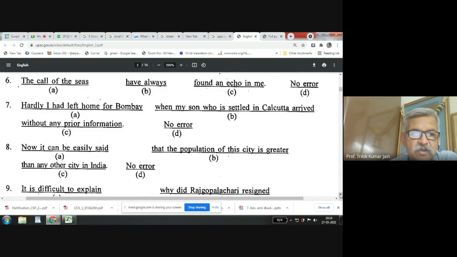Sixth, the call of the seas have always found an echo in me. The call of the seas is singular, so we cannot use have. The correct answer is has. Has always, because has has to come for call. Call is singular, so the word will be has.